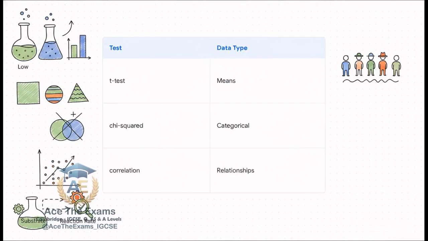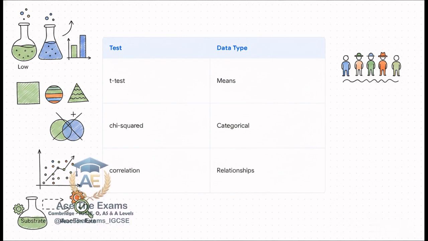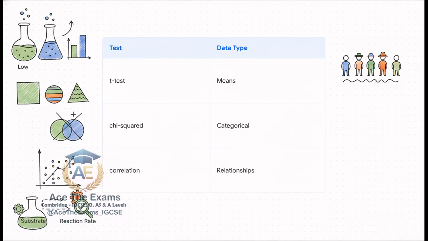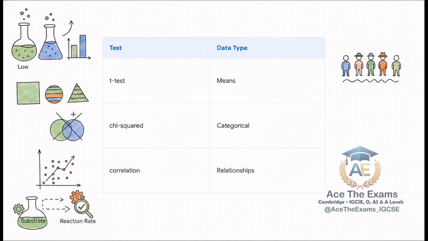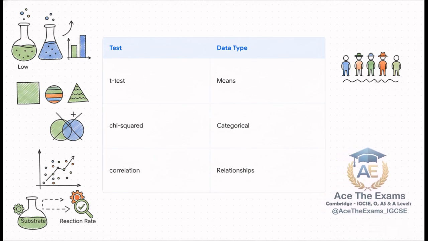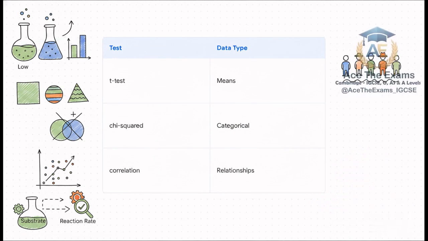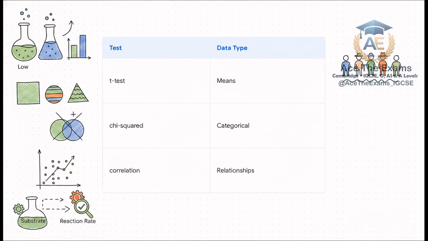You absolutely have to memorize this exact mapping of statistical tests to biological data types. It's a game changer. If you're comparing means between two different substrate concentrations, you use a t-test. If you're dealing with categorical data, that's chi-squared. And if you're looking for relationships between variables, like how increasing substrate concentration correlates with an increase in reaction rate, you need correlation tests. Memorizing this mapping allows you to calculate relevant statistics and draw evidence-based conclusions instantly.